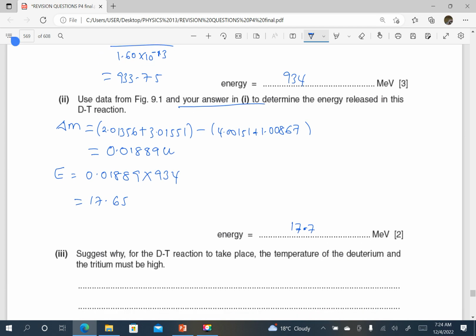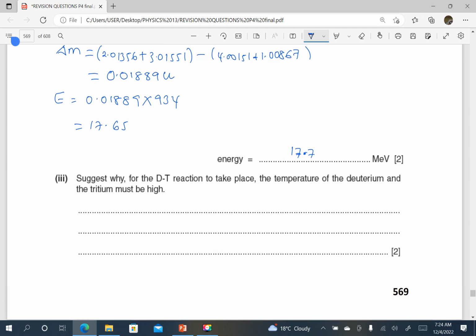Okay. Suggest why, for the DT reaction to take place, the temperature of the deuterium and tritium must be high. We know that deuterium is positively charged, tritium is positively charged. Bringing them together requires a lot of energy because they must be repelling each other. So that is very easy. High temperature means that they have high kinetic energy. So therefore they can easily fuse for the reaction to occur.